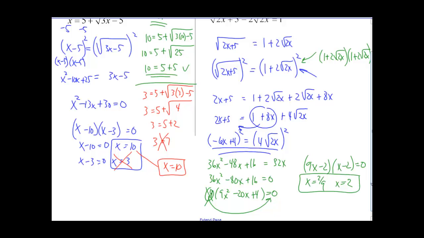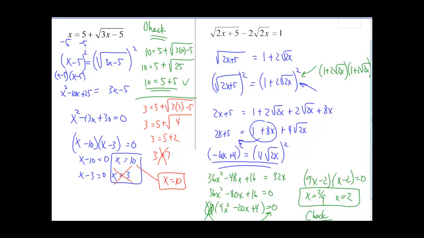So again, we have two answers. Okay. Check for extraneous. Go back to the original problem way at the top. Okay. Do that on your own, but you'll find out that hopefully 2 does not work. So the answer is x equals 2 ninths. 2 is extraneous.